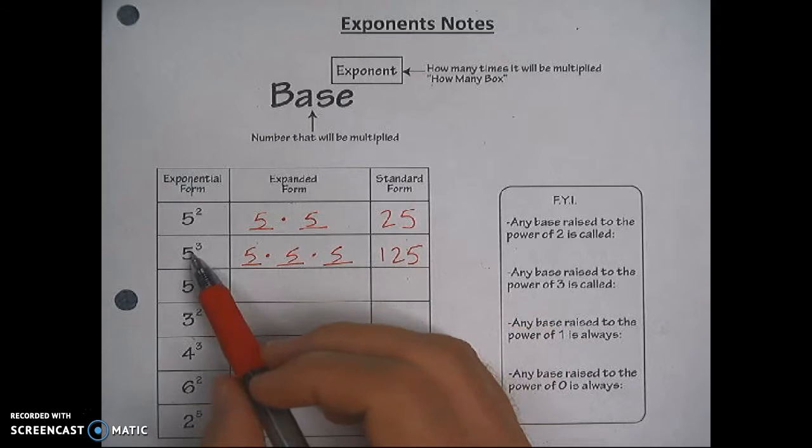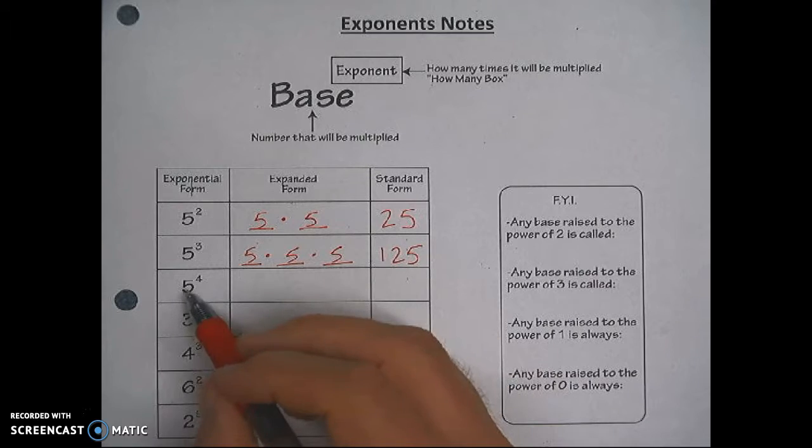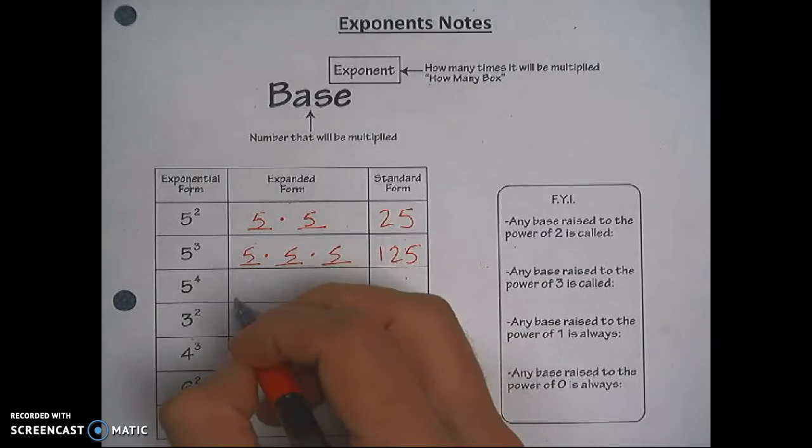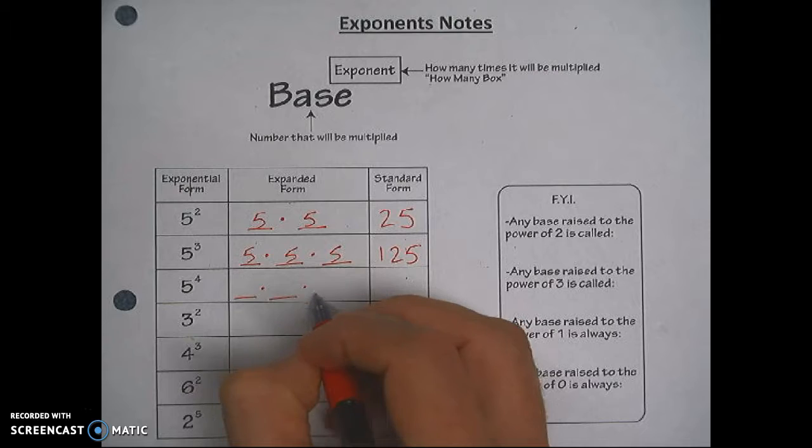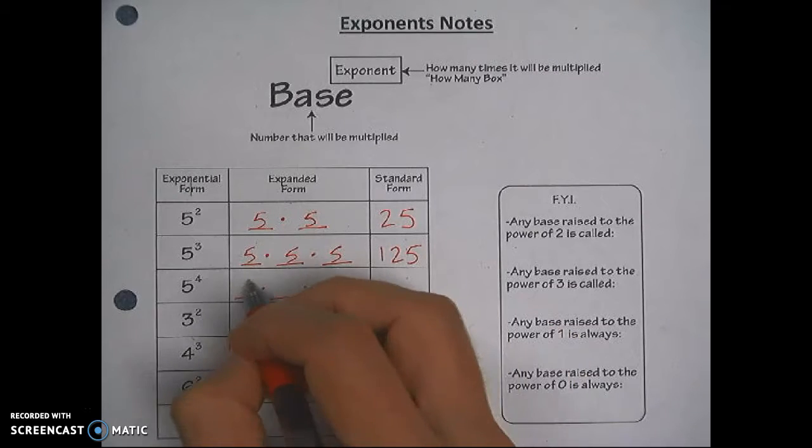Okay, so we need to be careful. If they wanted us to multiply 5 times 3, then that's what it would say. This fancy exponent means we got to do something different. So let's not fall into that trap. So how do we write 5 to the fourth? 5 times 5 times 5 times 5, 4 times.